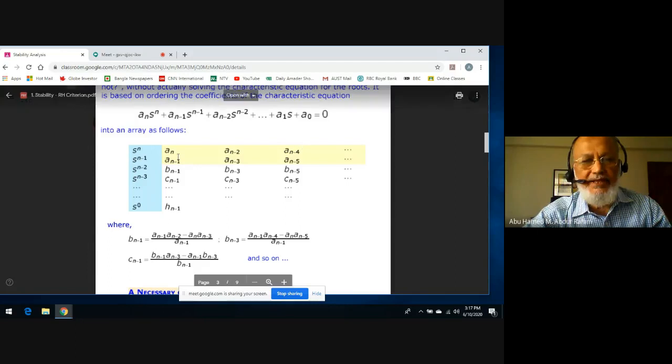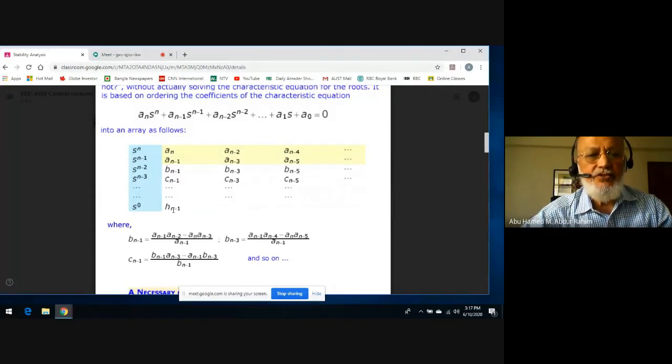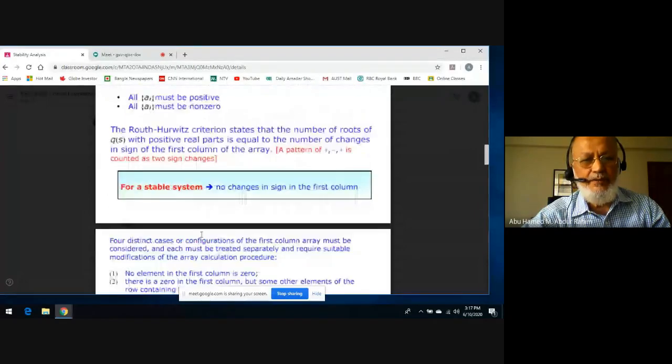Form the Routhian array. After the array is formed, we examine the first column. Try to remember, we examine the first column. If there is no change of sign, the system is stable. If there is a change of sign, it shows instability, and the number of changes of sign also tells you how many roots are on the right hand side.